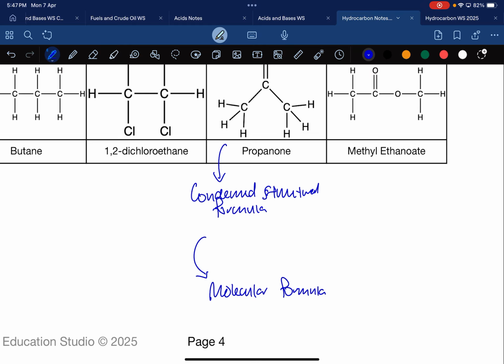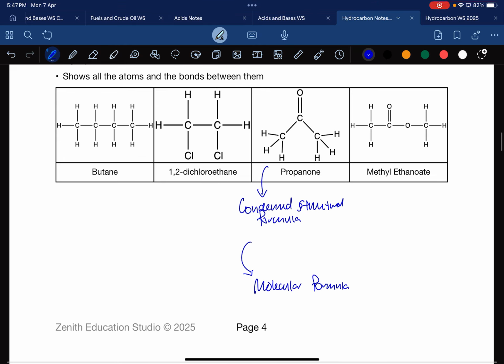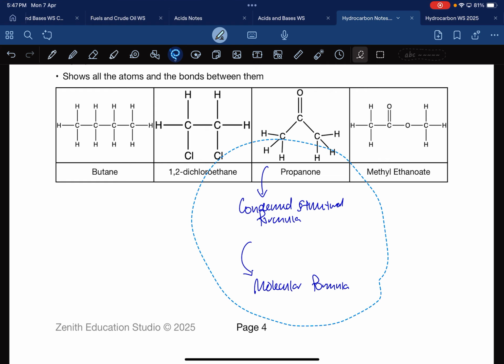The structural one is easy, bro. Wait, so only the dichloroethane we need to know? No, only the substituents part you don't need to know. Then what about the methyl ethanoate? You need to know. Oh yes, methyl ethanoate is an ester, which I have not talked about just yet.